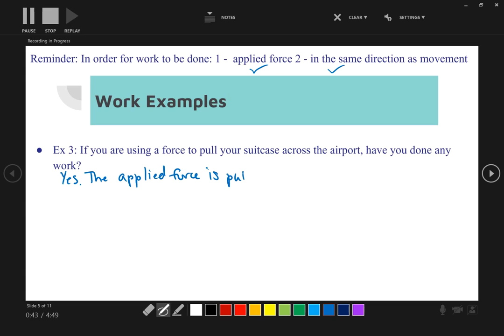The applied force is pulling in the same direction. You are moving.